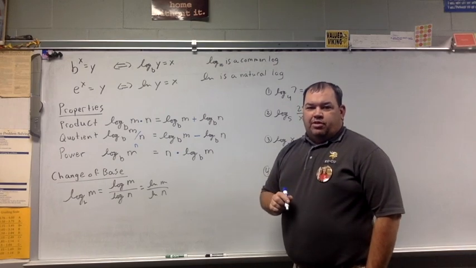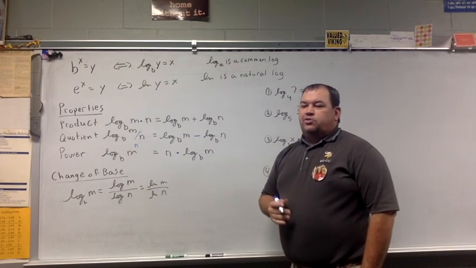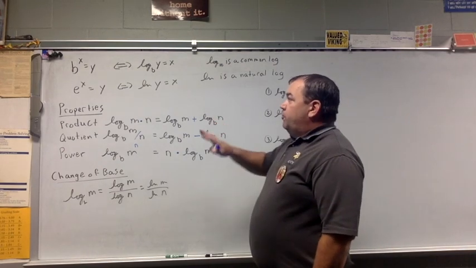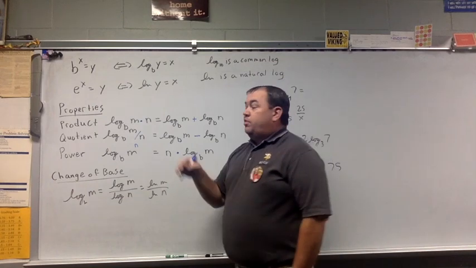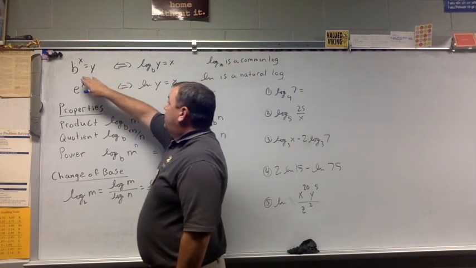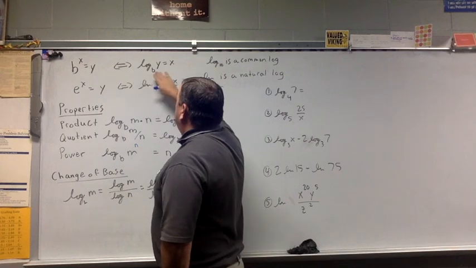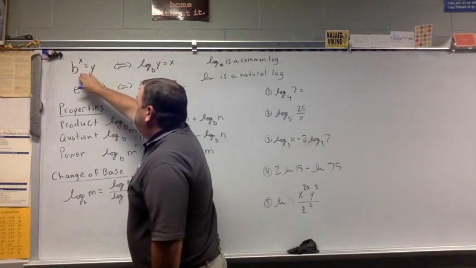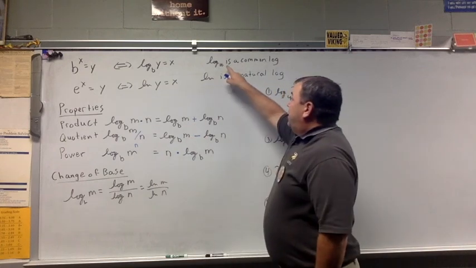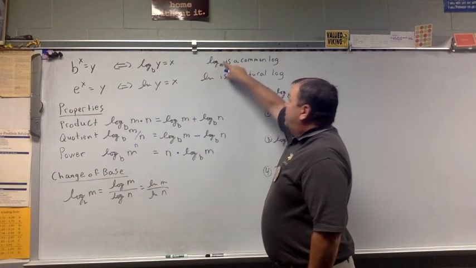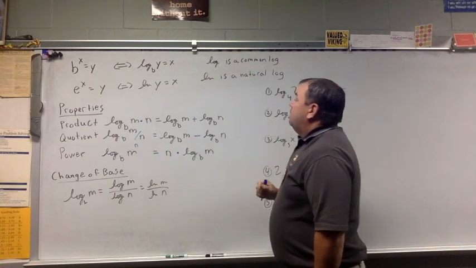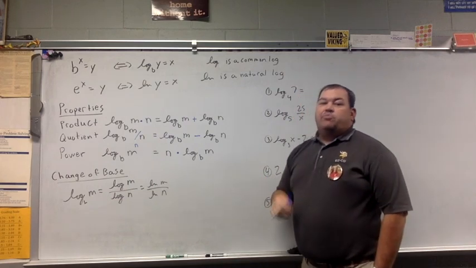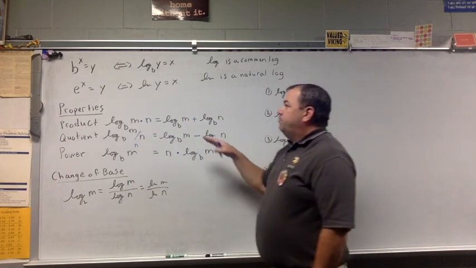So let's review some of the things we learned about exponentials and logarithms. First of all, and probably the most important thing, understand that exponentials can be written as logarithms and logarithms can be written as exponentials. And if this base isn't there, if that base 10 is missing, it's what we call a common logarithm or a base 10 logarithm.